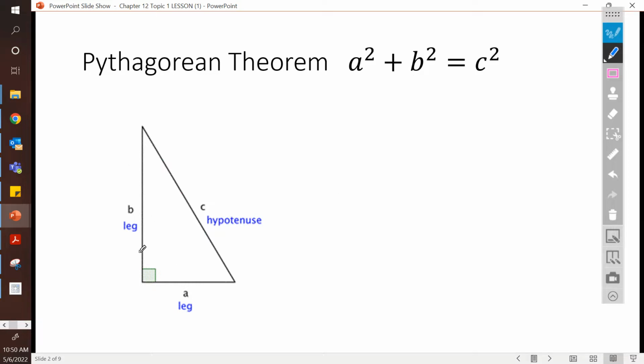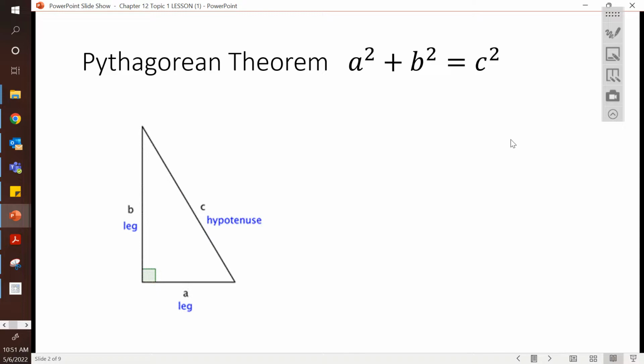The sum of the square of the legs is equal to the square of the hypotenuse. The hypotenuse being the longest side, which is across from the right angle, the 90-degree angle. This can be used to determine side lengths of right triangles.